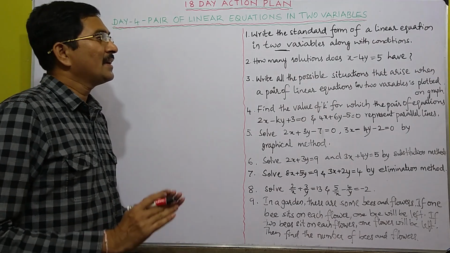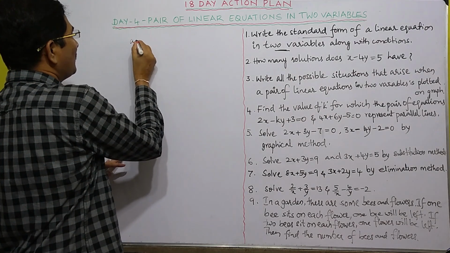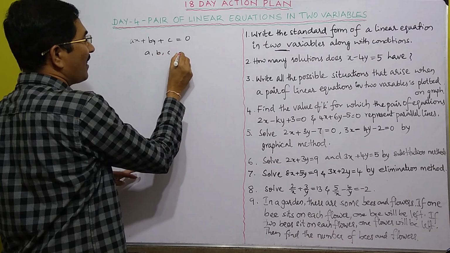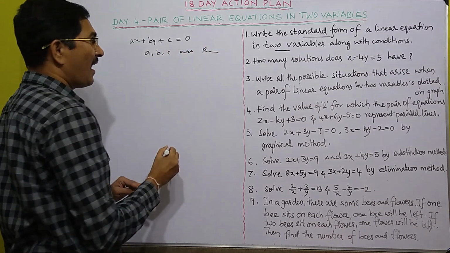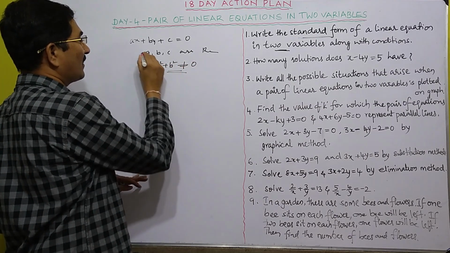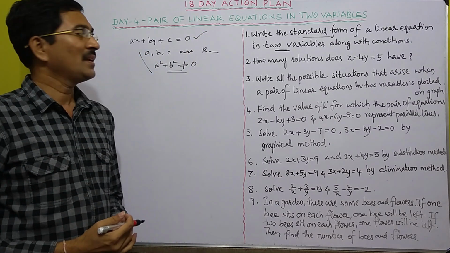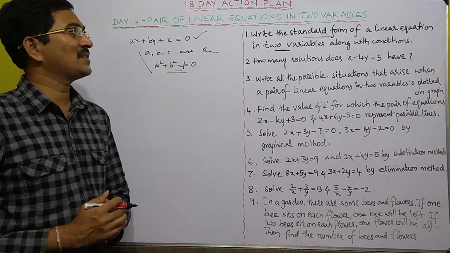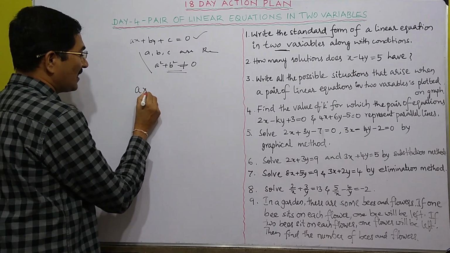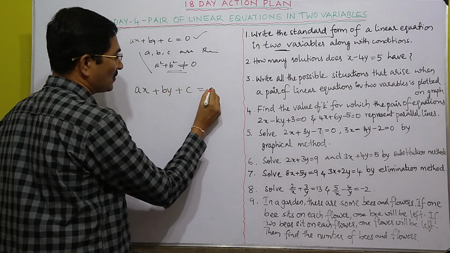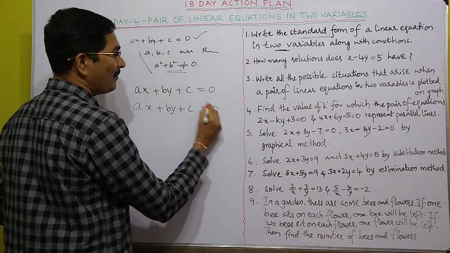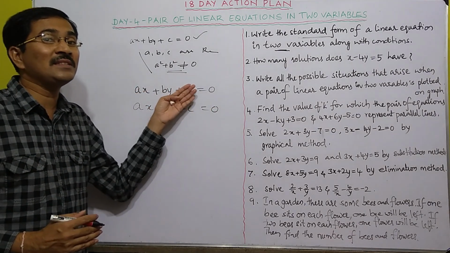So finally, the standard form of a linear equation in two variables is ax plus by plus c is equal to 0, where a, b, c are real numbers and a square plus b square is not equal to 0. These are the conditions and this is the standard form. Now what if we have a pair of equations, because the chapter itself says it's pair of linear equations. So you have one equation like this, ax plus by plus c is equal to 0. Then another is also a linear equation in two variables, so that also will be in the same form. Then how to differentiate between that and this one?